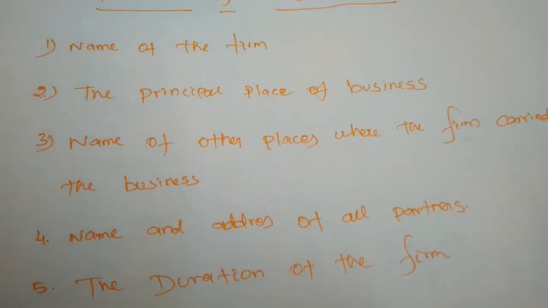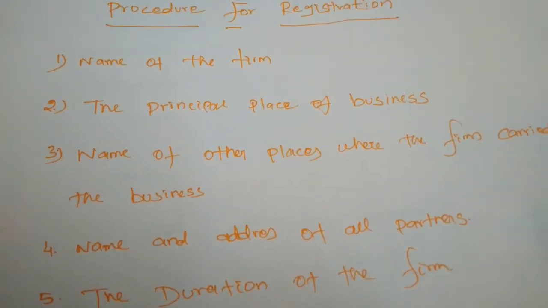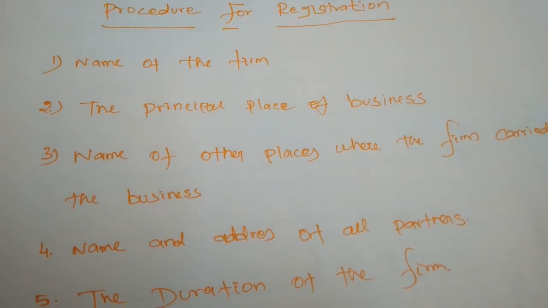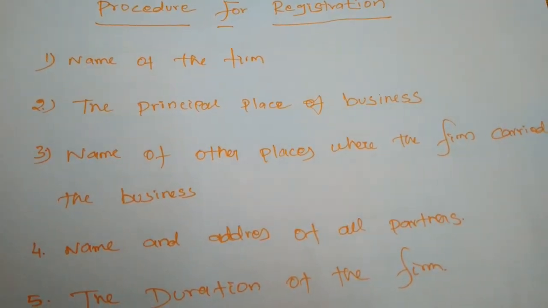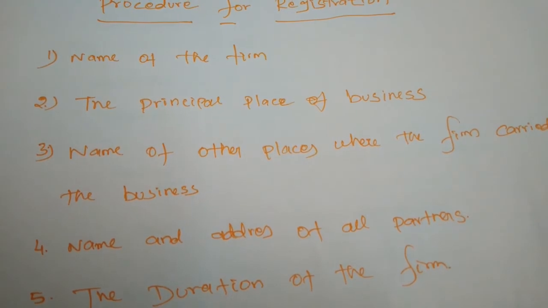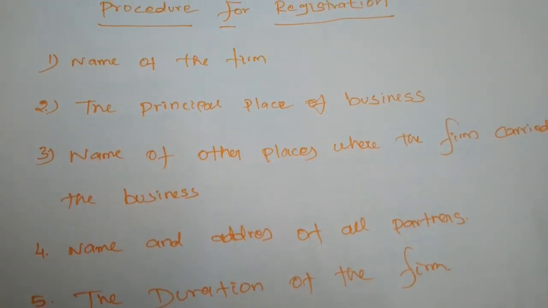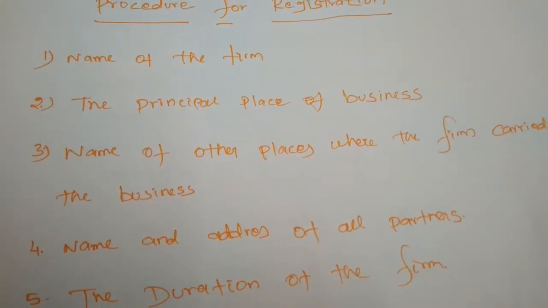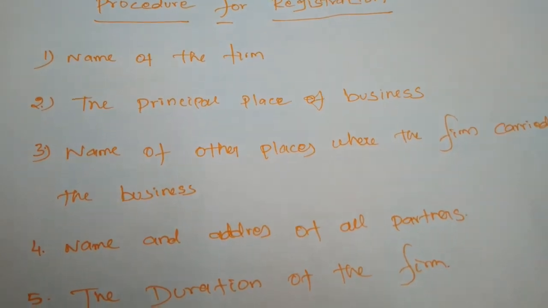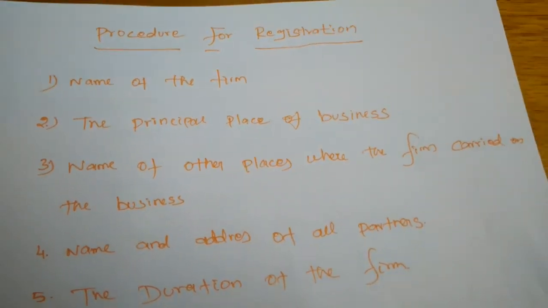Next, the principal place of business. Because the partnership organization may have many branches in many places, the head place, the principal place of the business, must be mentioned in these registration forms.